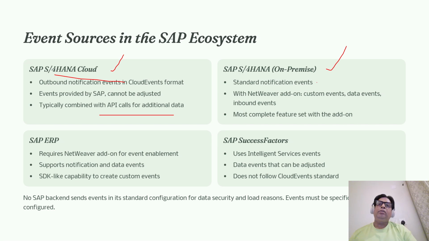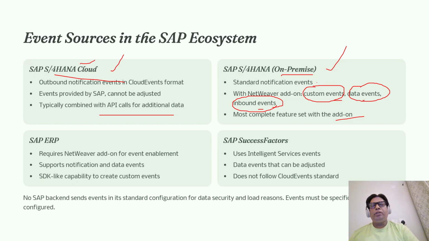It has standard notification events, custom events, data events and inbound events. So these are the three points here. Custom events are created by us with a custom message. A data event carries data along with the event that is created. Inbound events also exist, through NetWeaver. On premise, this generally comes as an add-on, because S/4HANA Cloud is the cloud platform. Okay, this is cloud, and this is that.